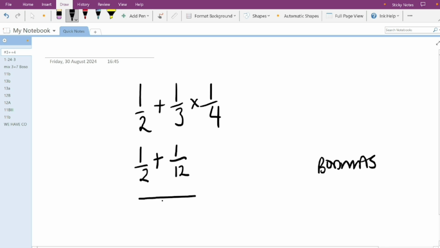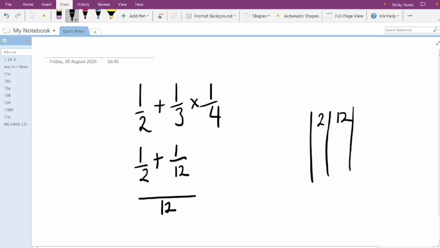The LCM of 2 and 12 is 12. And sometimes I've seen students just multiply 2 times 12, they'll get 24. 24 is not the LCM. You have to find the LCM. LCM is this way. You have your 2 here, we have your 12 here.